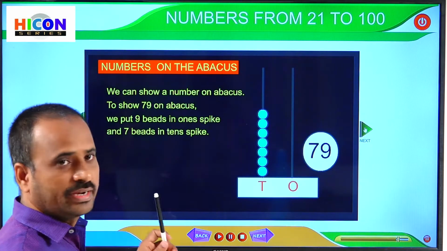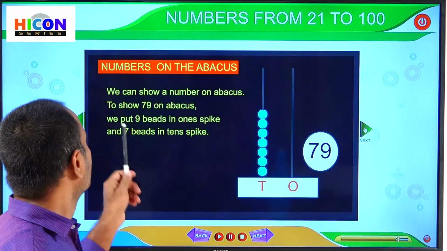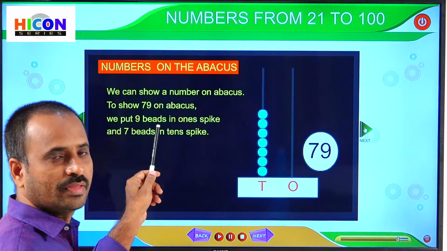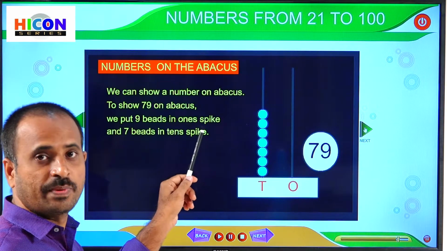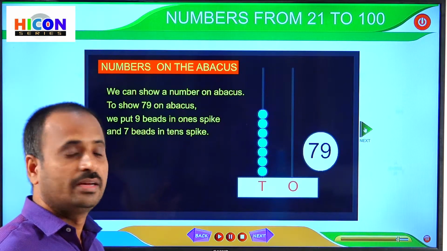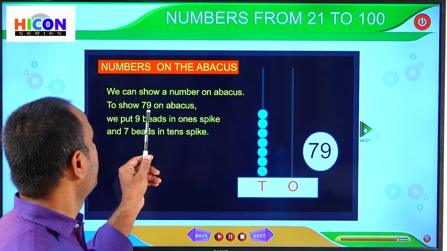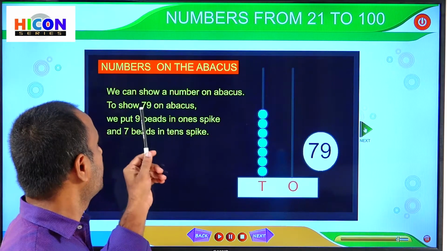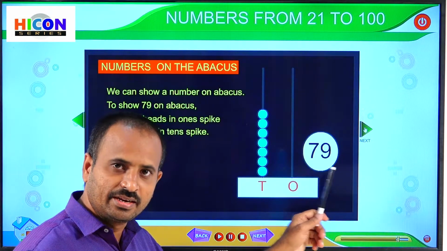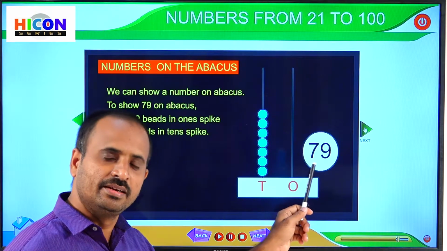Children, look at the screen. We can show a number on the abacus. To show 79 on the abacus, we put 9 beads in the ones place, that is in the ones spike, and 7 beads in the tens spike. So children, how can we represent numbers on the abacus? First, let us see an example. The number is 79. How to represent the number 79 on the abacus? This is the number 79. 9 is present in the ones place and 7 is present in the tens place.